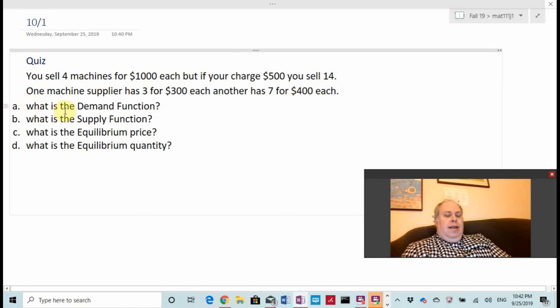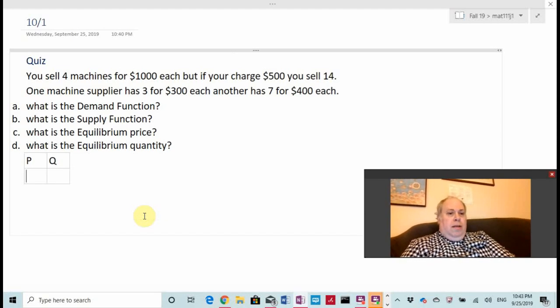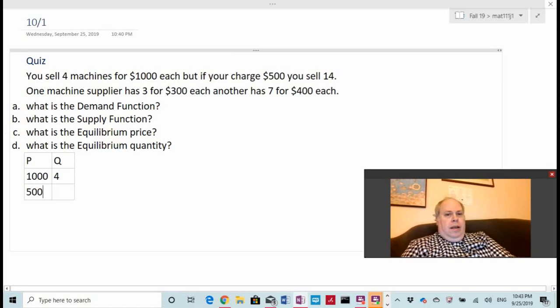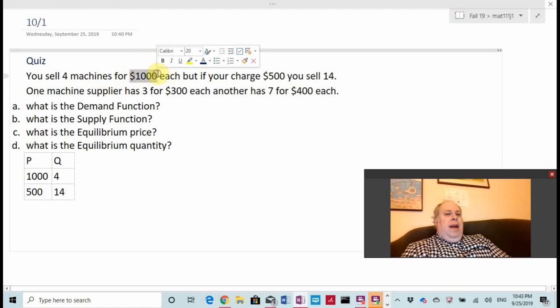From this, we can figure out the demand function. So we'll set up our P, Q. I'm going to have no totals here, just prices and quantities. Now notice that the prices are big on this problem, the quantities are small. Don't get confused by that. At $1,000, you sell 4 machines. At $500, you sell 14. You should always be able to recognize that this is a price, and this is a quantity.